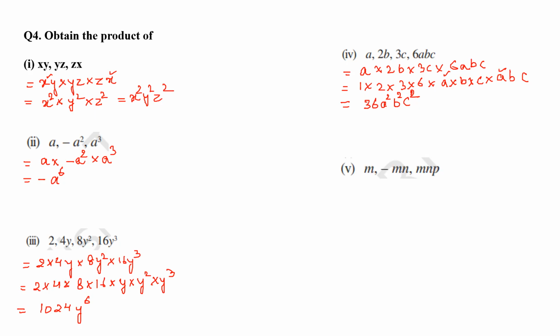Now last question, it is m into minus mn into mnp. Now it has only one negative sign, so the product will be negative. Now m is present in three places, so m into m into m is m cube. n is present in two places, so it is n square into p. So I am done with all the questions of exercise 8.2.